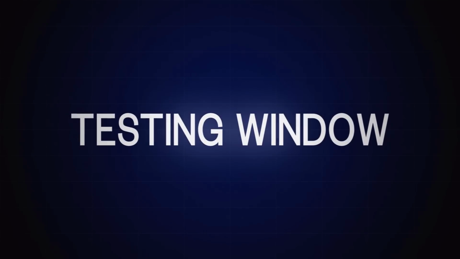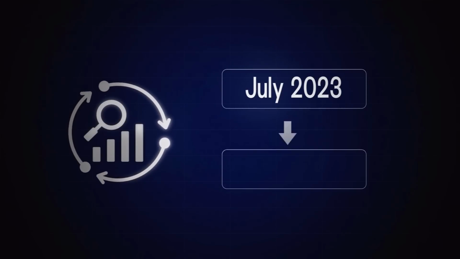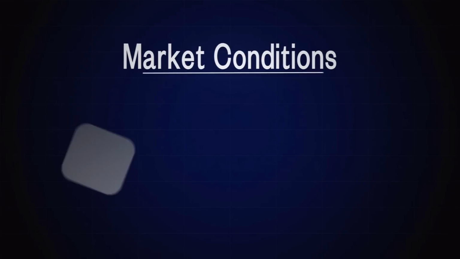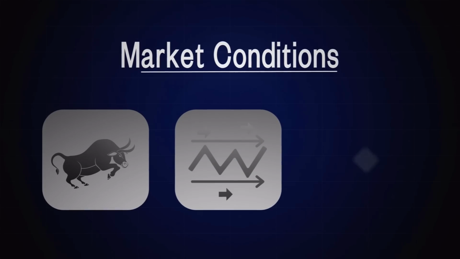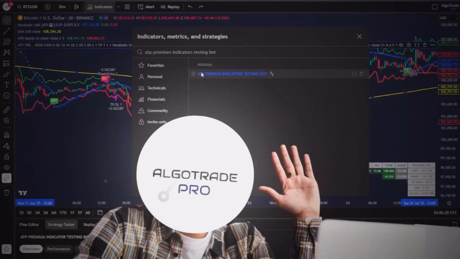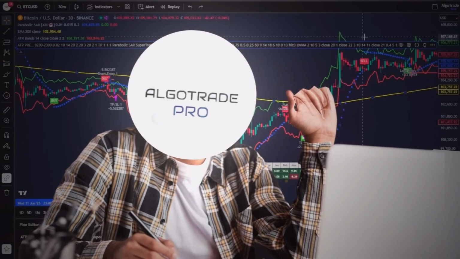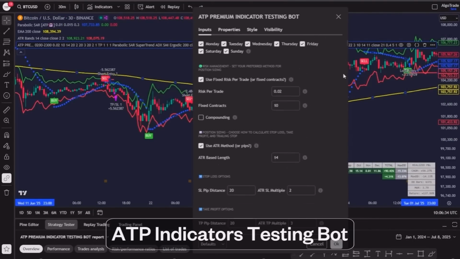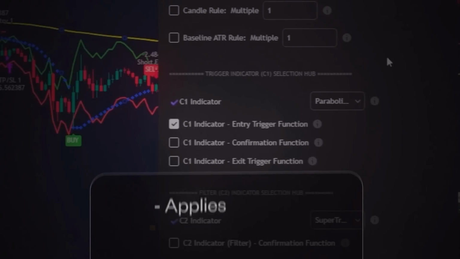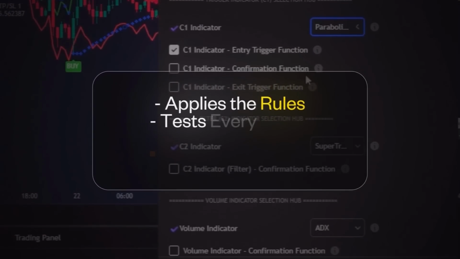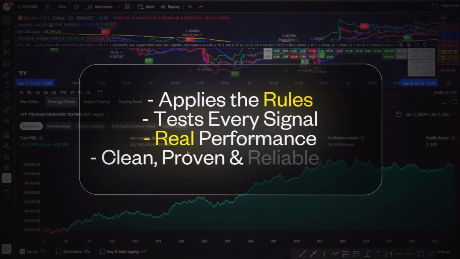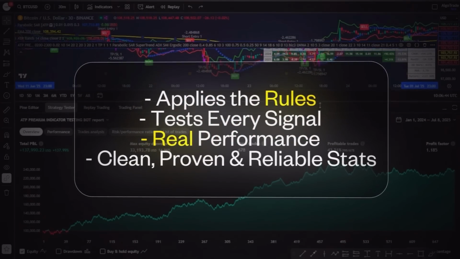For the testing window, we'll be using 2 full years of data, from July 2023 to July 2025. That includes bullish runs, sideways periods and big corrections. And of course, we are not doing this manually. The whole test is powered by our ATP indicators testing bot. It automatically applies the rules, tests every signal, calculates the real performance and gives us clean, proven and reliable stats.